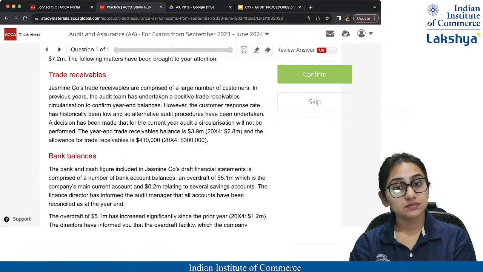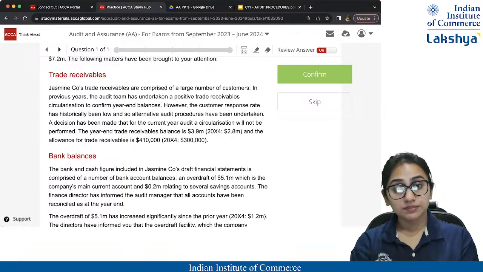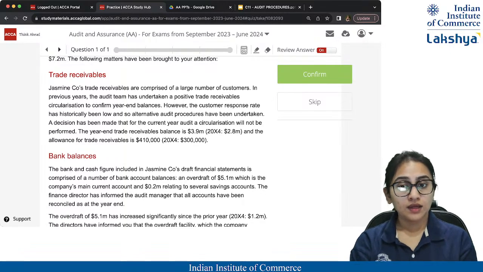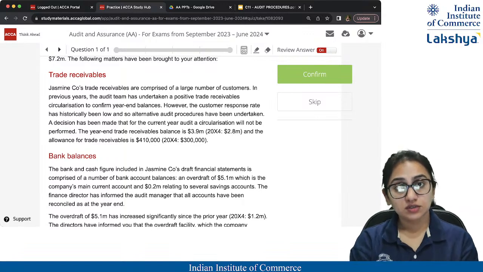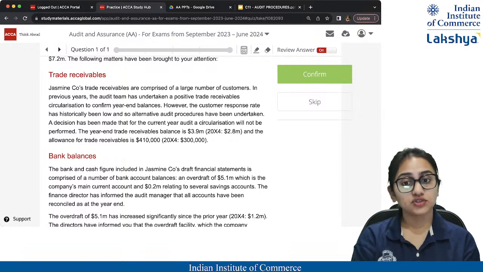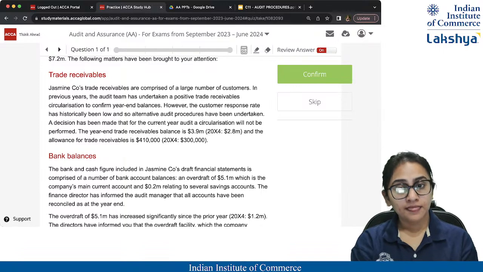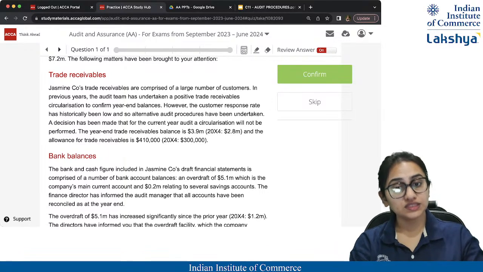However, the customers have not responded. The company is trying their best to ask the people how much is receivable, confirm and tell us, but the response rate has historically been low and so alternative audit procedures have been undertaken. And because of the past result, which is not that great, that people are not responding about their receivables, this year the decision has been made that circularization will not be performed. Year-end trade balances 3.9, last year it was 2.8, and the allowance this year is 4 lakh 10, last year the allowance was 3 lakh.